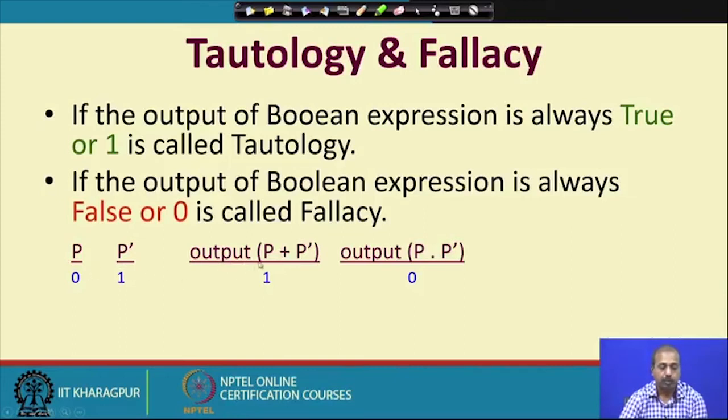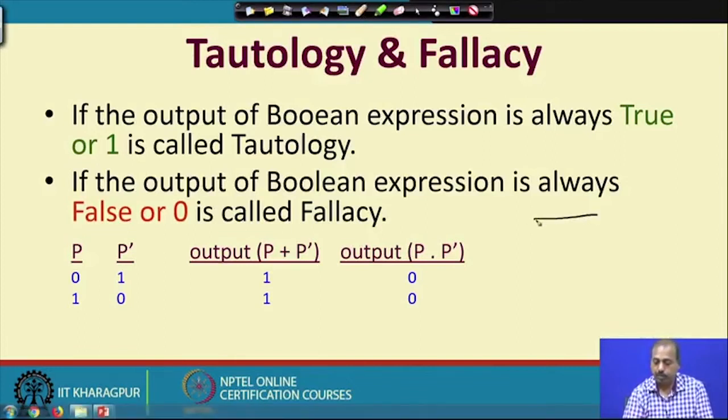Now, p or p bar means when p is 0, p bar will be 1, and when p is 1, p bar is 0. So, these two are inputs. Like if I have a block which is computing p plus p bar, which is computing the OR function. Now, if on one side I give p, and on the other I give p bar, what will be the output of this function?